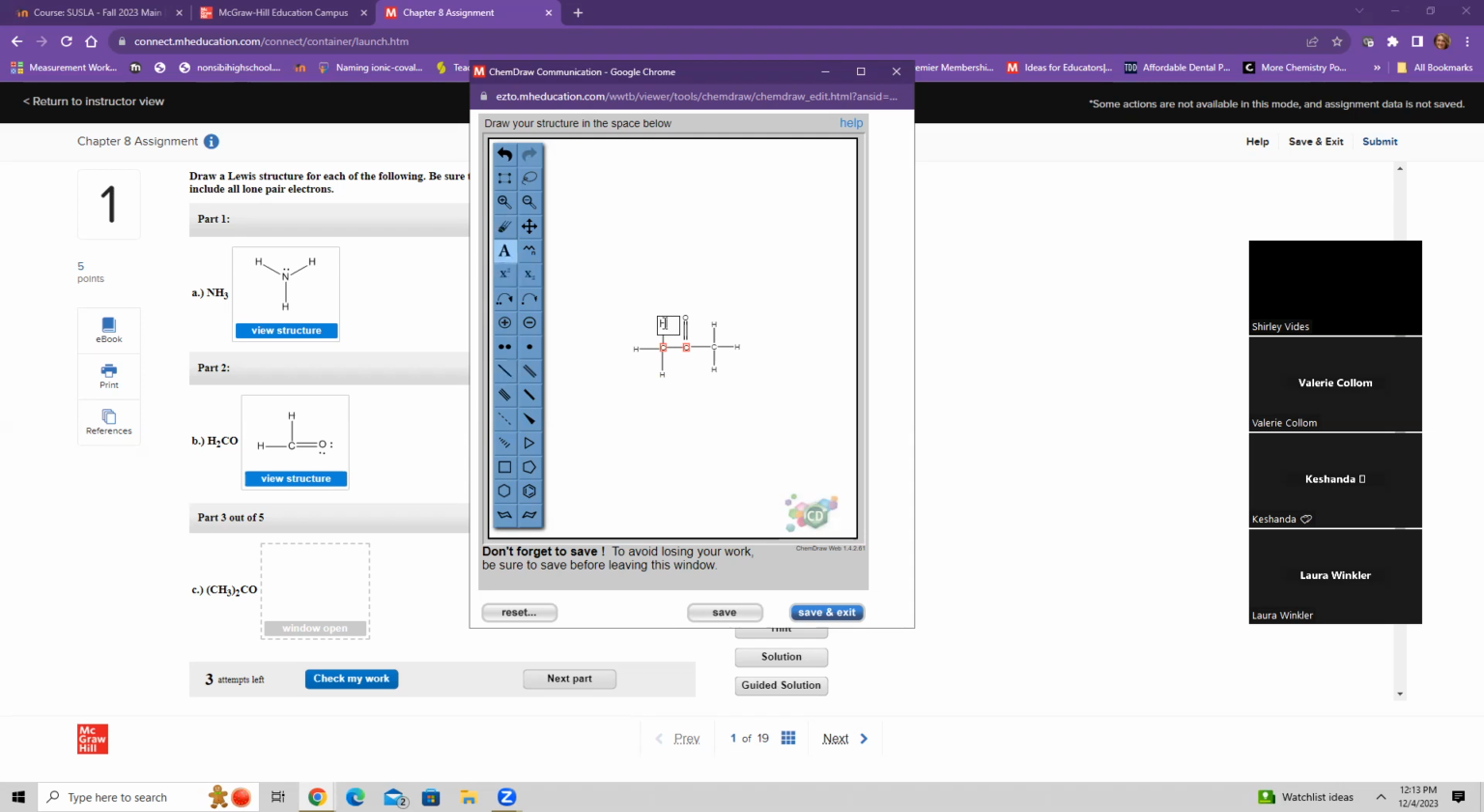Now, all right. And last touch is the lone pairs on this guy. So we need 2. 1, 2. And that's it. Save. That should be correct.